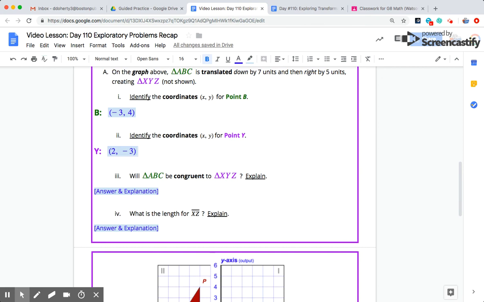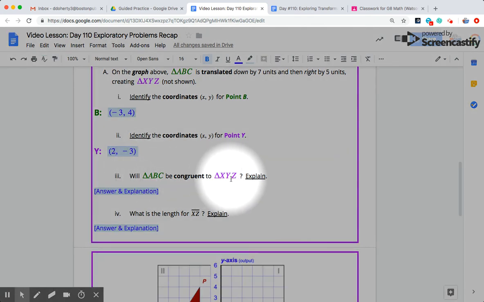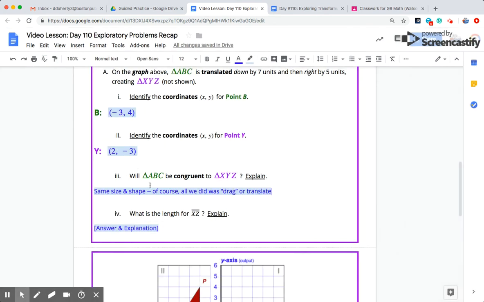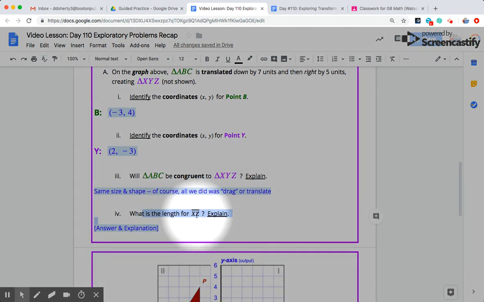Part 3 says, will triangle ABC be congruent to XYZ? Congruent, you have to know that means same size and shape. And of course, all we did was drag or translate here. So if I were talking about the proof for why they would be congruent, all we did was translate.